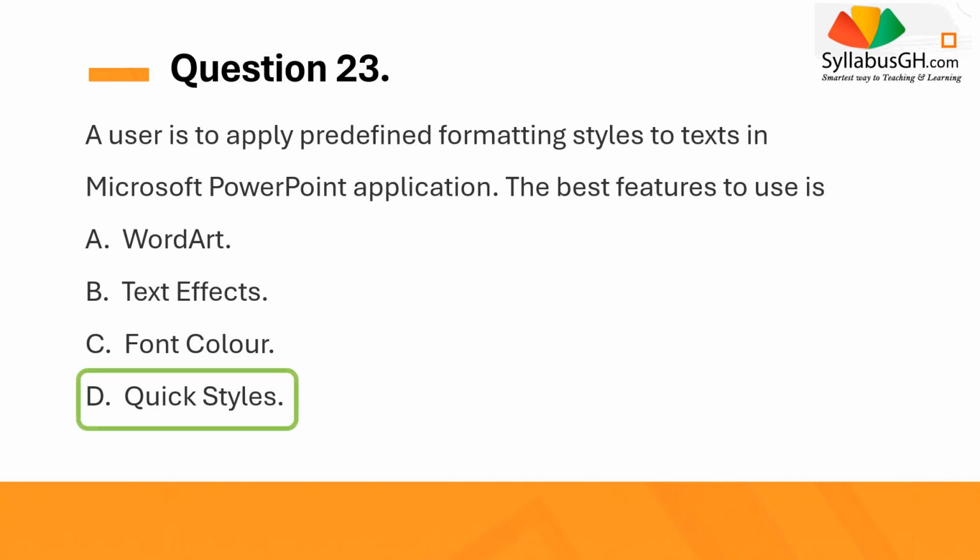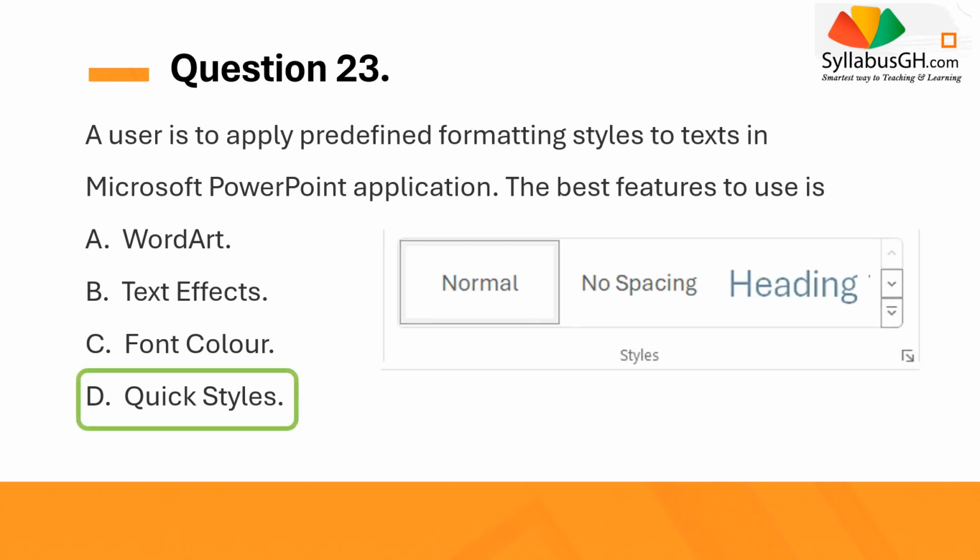Quick styles. In Microsoft PowerPoint, quick styles provide a set of predefined formatting styles that can be applied to text quickly. These styles include combinations of font styles, colors, and effects, making it easy to give text a professional and consistent look. Word art is used for decorative text effects. Text effects apply specific effects like shadows, reflections, and glows. Font color only changes the color of the text.